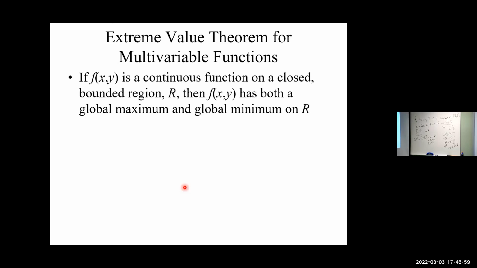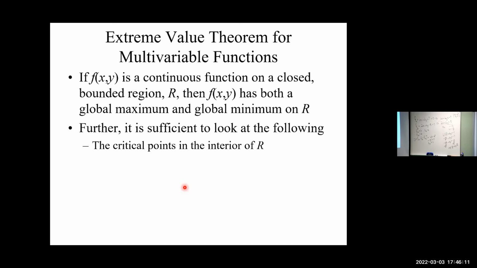So here's our extreme value theorem for multivariable functions. Like I said, we're going to look at a few different cases of this. So f of x is a continuous function on a closed bounded region, right? That means we're guaranteed a max and a min. And we have to look at two things: the critical points that are on the interior of the region and the boundary points of R.